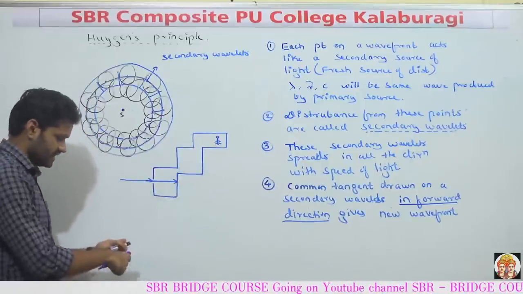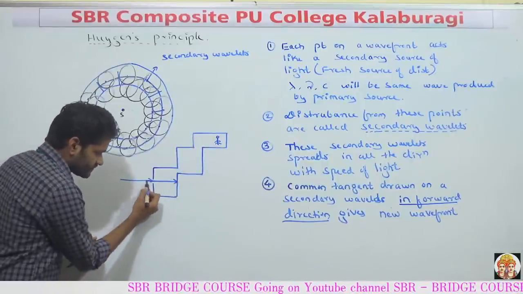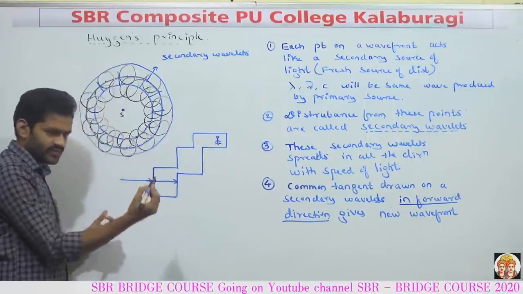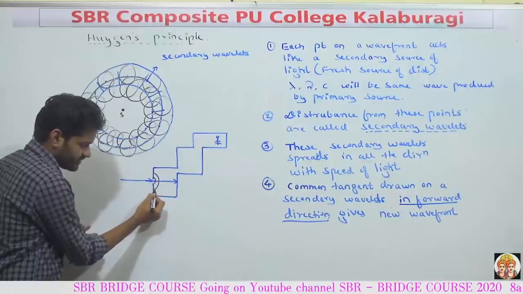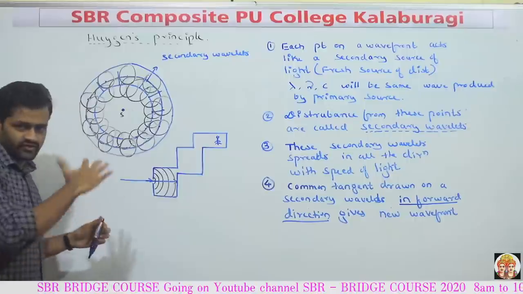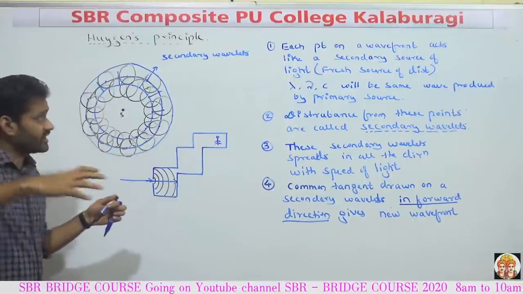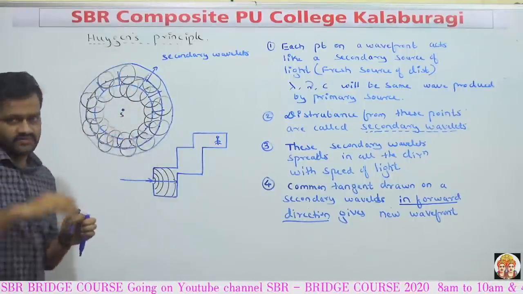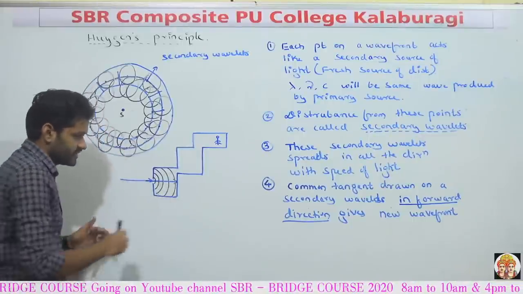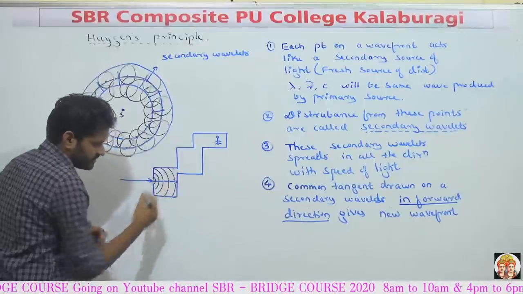Why? Because, for example, here is the first wavefront, or a second wavefront, whatever it is. First wavefront, second wavefront, third wavefront, like that. In the form of wavefronts, light is propagating according to Huygens. First wavefront, second wavefront, like that. So light is propagating, and the next wavefront will form.